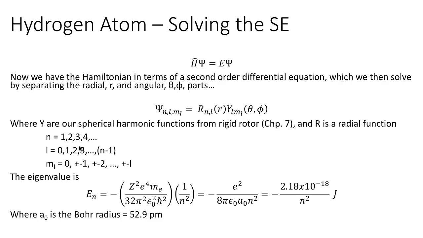Our n quantum number is allowed to be any positive integer. It can't be 0 though. Our l and m sub l quantum numbers are the same as what we derived for our rigid rotor, with the exception that l can only go up to n minus 1, so it can't go all the way to infinity. Our eigenvalue, the energy of a hydrogen atom, depends only on n. How fast the electron is rotating, and where and which direction it's rotating around the nucleus, none of that matters in terms of the energy for a hydrogen atom, at least.